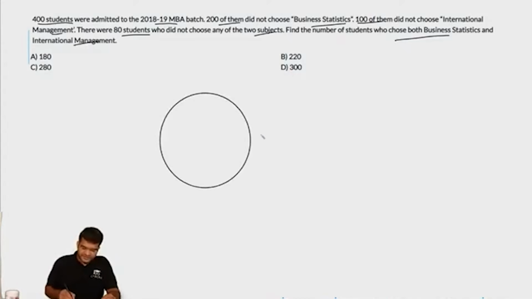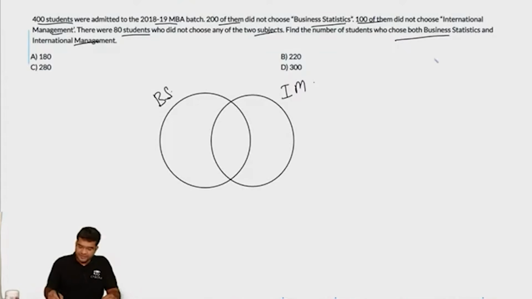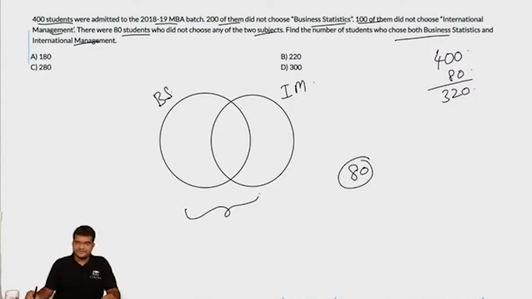So this is a Venn diagrams question. Let us draw 2 circles. One of the circles will represent all the students who have chosen business statistics and the other one represents all the students who have chosen international management. The total number of students in the institute is 400, of which 80 did not choose either of the 2. So the number of students present in these 2 circles overall will be equal to 320 and 80 students will be outside both of these circles.